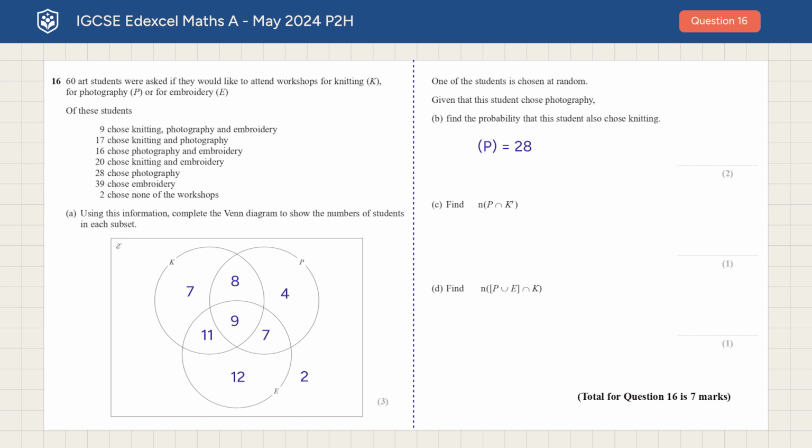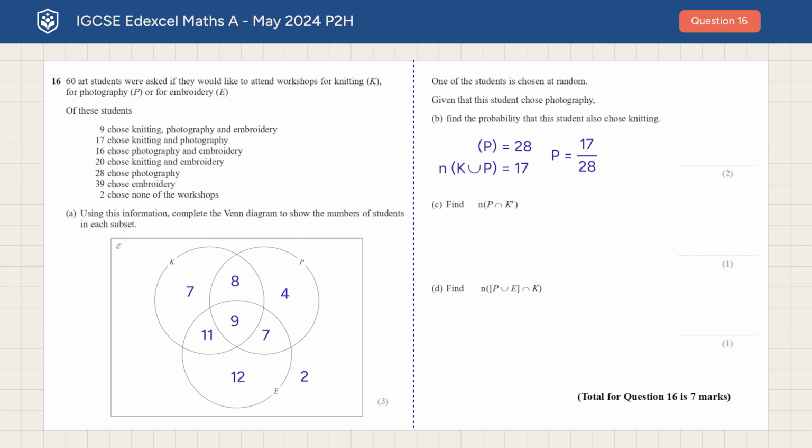Within that group of 28, we need to find how many also chose knitting. This is the number in the intersection of knitting and photography. Looking back at our data, that total is 17. This will be our numerator, so the probability is 17 over 28. Since 17 is a prime number and doesn't go into 28, we can leave our answer as the fraction, 17 over 28.